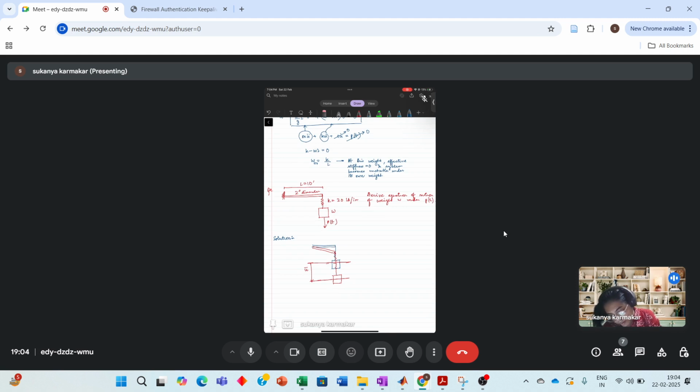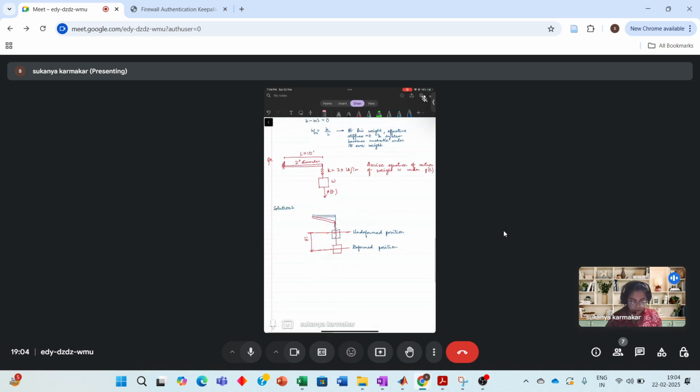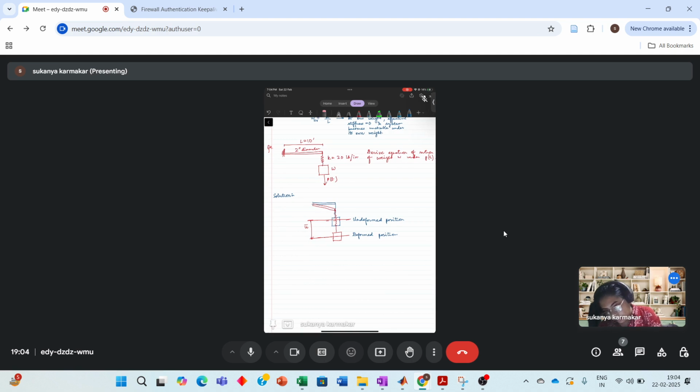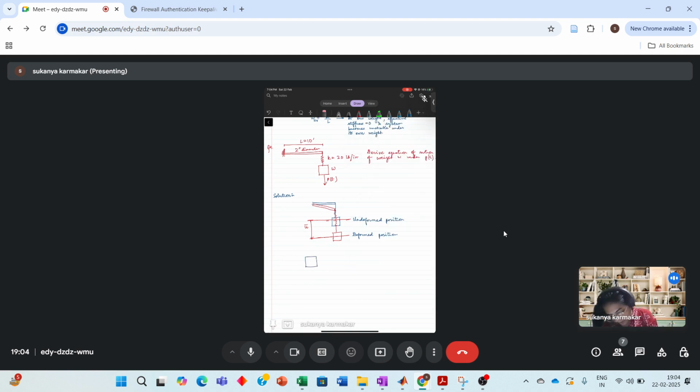So, this blue line is the undeformed position, and this is the deformed position, right? So if I want to write down the free body diagram, I'm drawing the free body diagram.